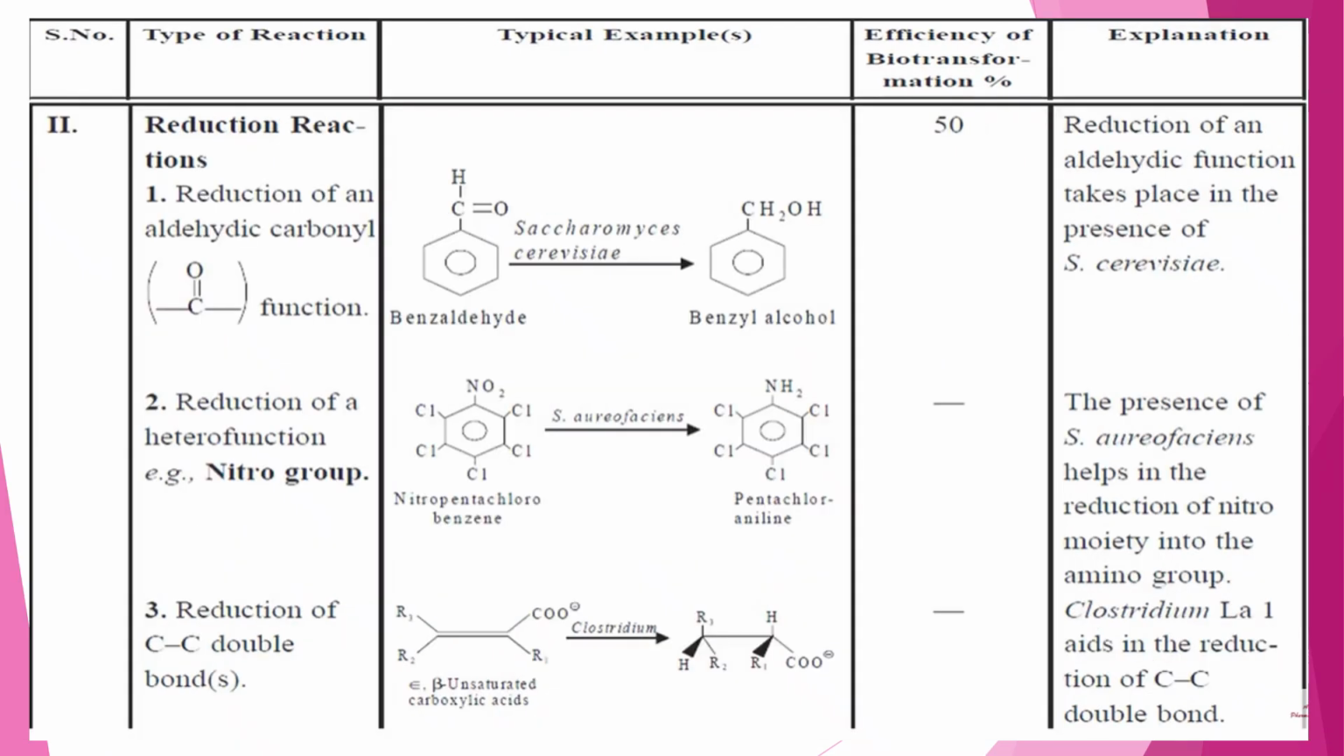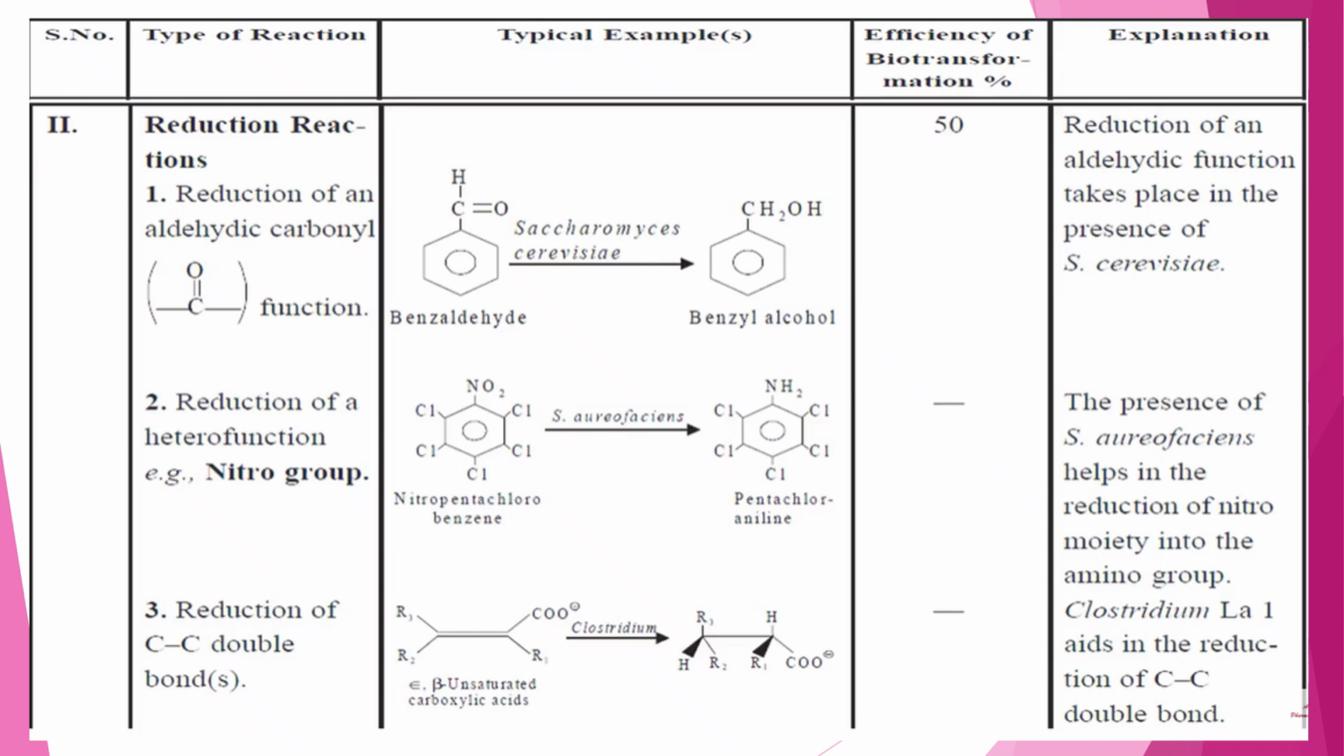Okay. Next, coming to reduction reactions. So in the first reaction, an aldehyde group is converted into an alcohol group. You see, benzaldehyde, CHO group, converted into benzyl alcohol, CH2OH, in the presence of Saccharomyces cerevisiae. Okay, here what reaction occurred? Reduction of an aldehyde group. Aldehyde group is converted into alcohol.